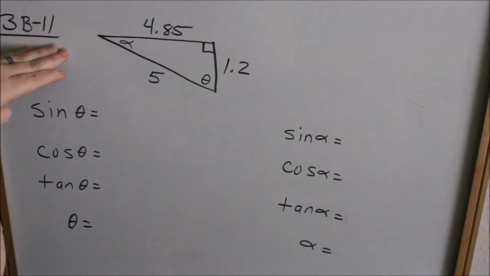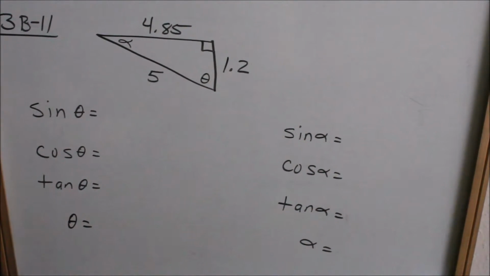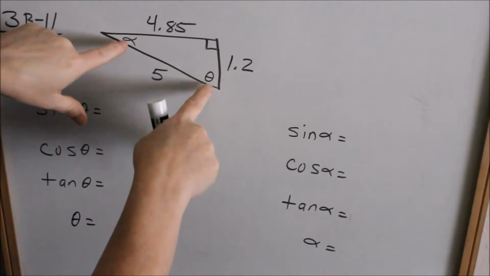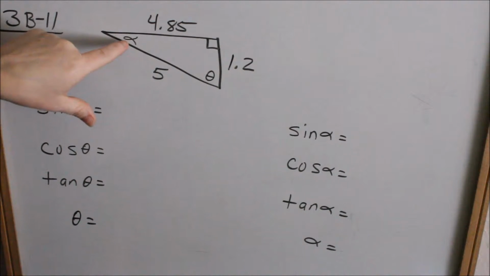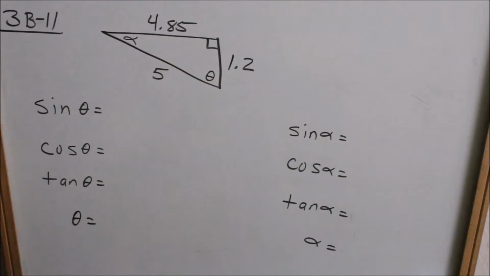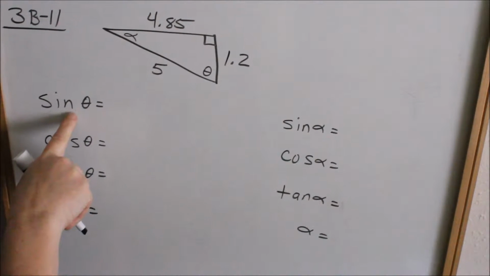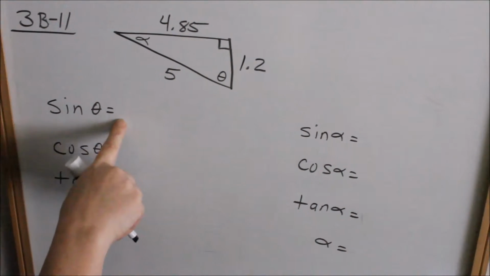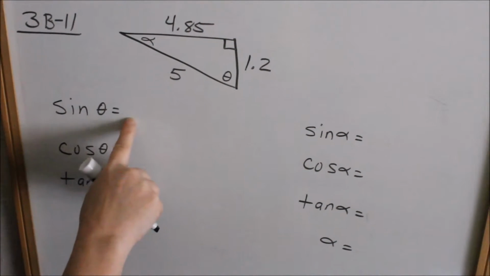Okay, now we're looking at 3B11. How can we use the trig tables to determine what these angles are? Okay, so in this problem, we're actually trying to determine alpha and theta. Okay, so what they're asking you to do is they're wanting you to do sine theta in a fraction, then turn it into a decimal. And remember, those decimals are going to be to four places.